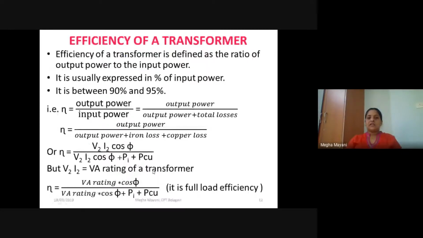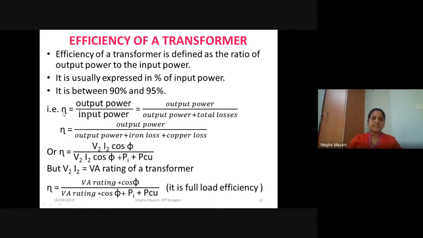Now, with these losses encountered, the main losses are the fixed losses, which are called core losses or iron losses. And the second category is a variable loss, which is called copper loss or I square R loss. Next we shall go with the efficiency of a transformer. Efficiency of a transformer can be defined as the ratio of the output power to the input power, and it is usually mentioned in percentage.